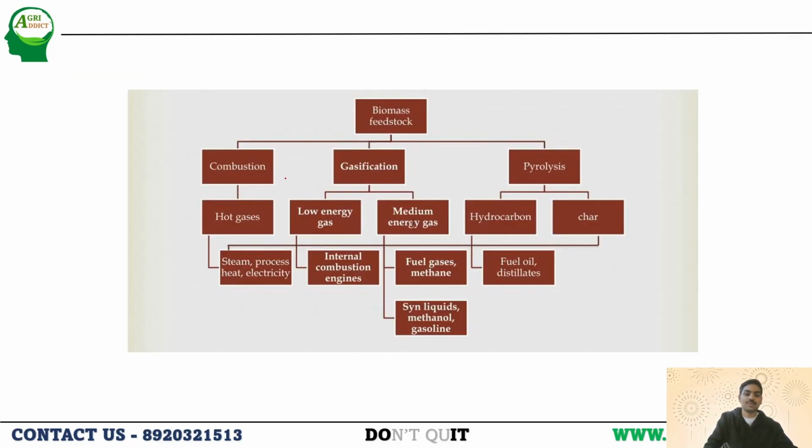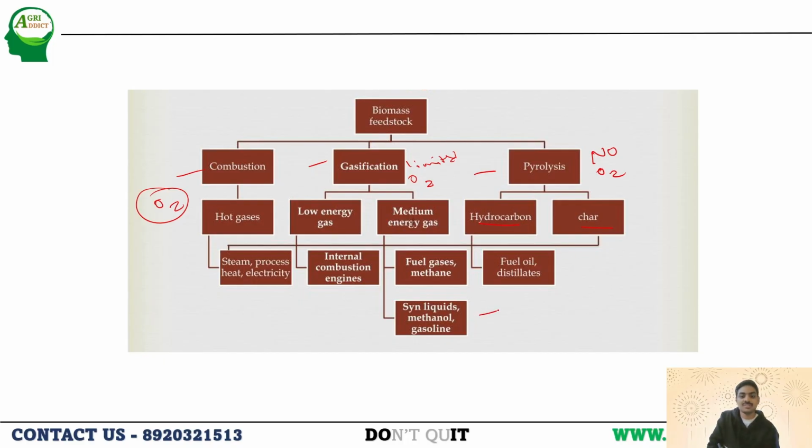As I told, in biomass conversion, combustion, gasification, and pyrolysis will occur. Combustion takes place in the presence of complete oxygen, so hot gas is produced, releasing steam and heat. Whereas in gasification, O2 is present but limited. You will see some reactions in the next slide. Limited O2 will be there, and it will generate low energy gas as well as medium energy gas. And in pyrolysis, there is no O2, complete absence, and it generates hydrocarbon and tar. This is what you should remember.